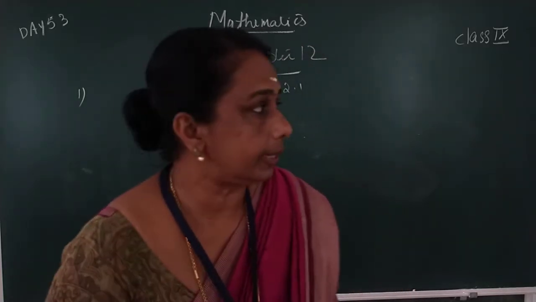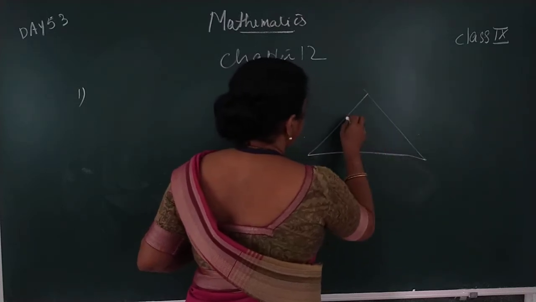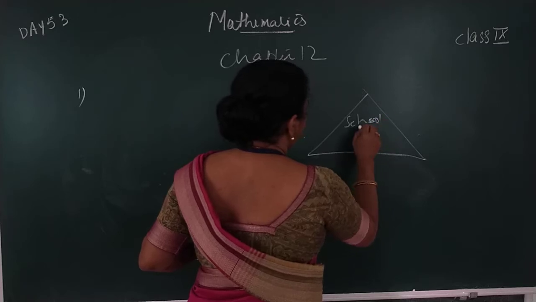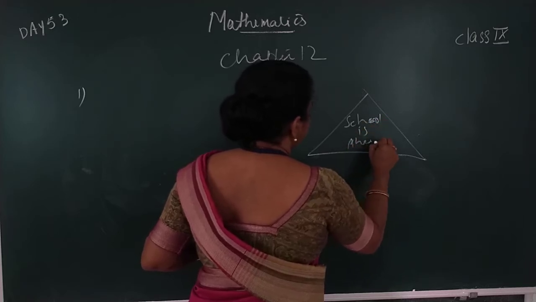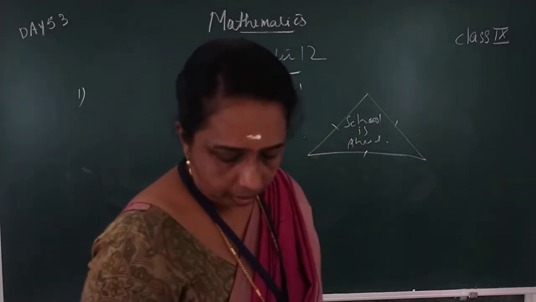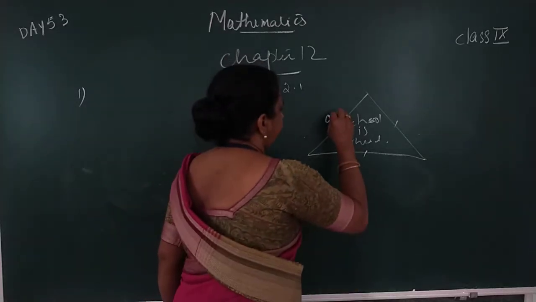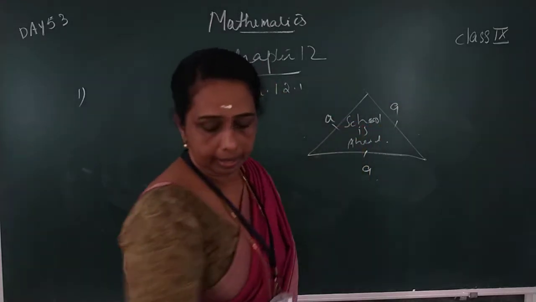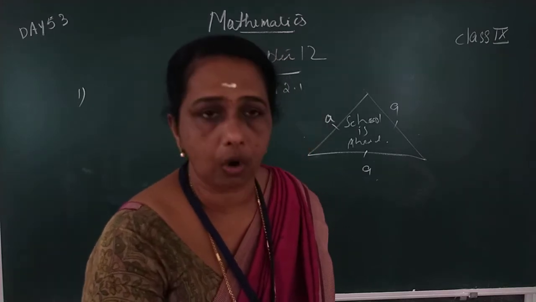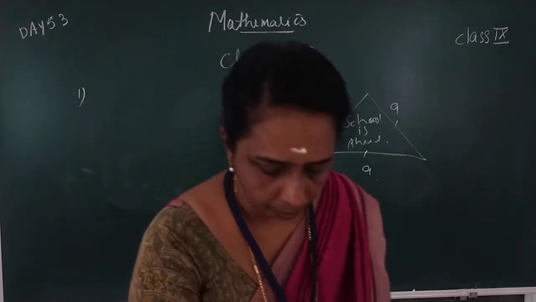The signal board is in the shape of an equilateral triangle. Here it is written as school is ahead. These three sides are equal. Then the side is A. All sides are A. Find the area of the signal board using Heron's formula. Using Heron's formula, we want to find the area of the signal board.